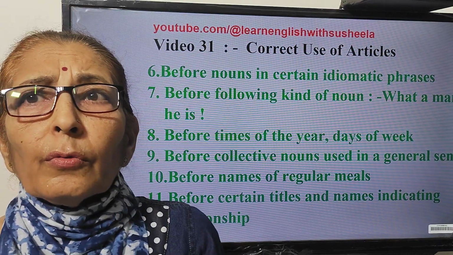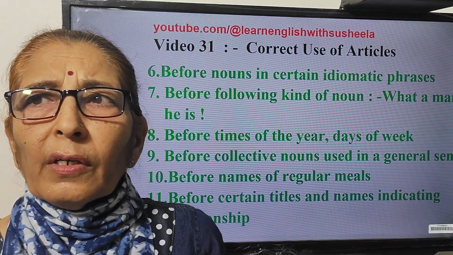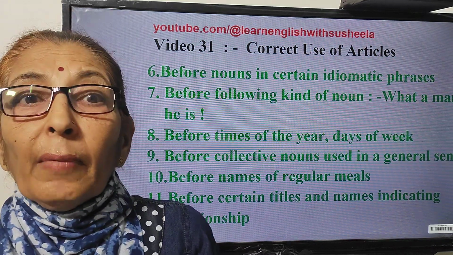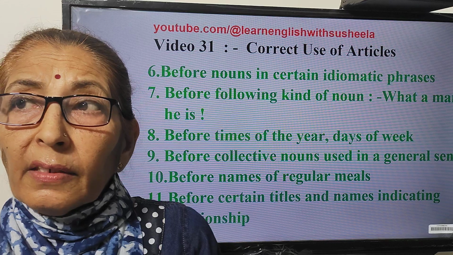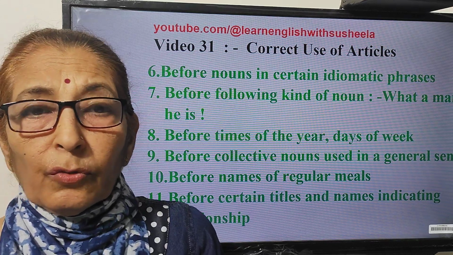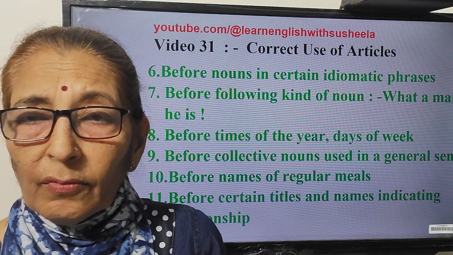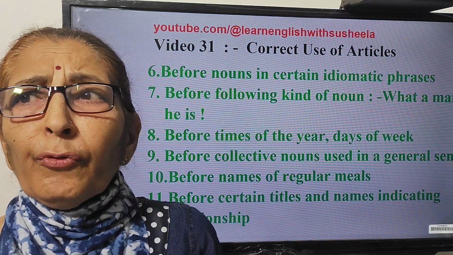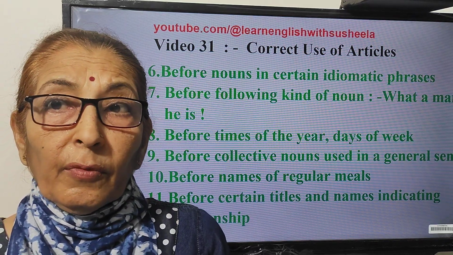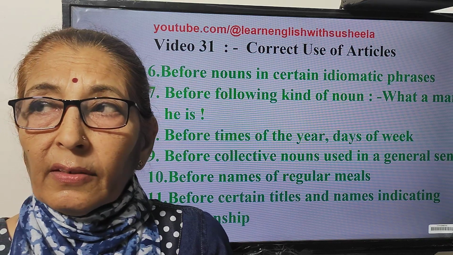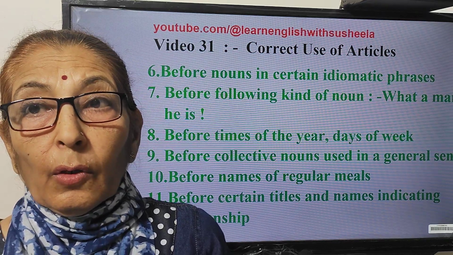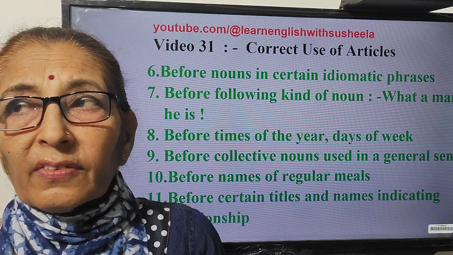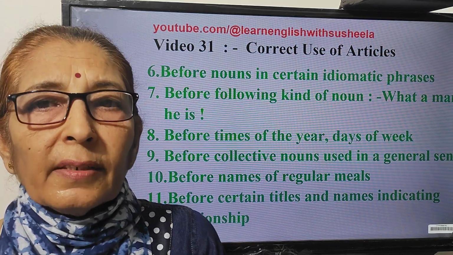Then we are not to use the before nouns in certain idiomatic phrases like man is mortal. Here it's an idiomatic phrase. So we are not to use the before man. We have to say man is mortal. Then before the following kind of noun. Sometimes we are making an exclamatory sentence. What a man he is. What kind of a dog it is. What a beautiful flower it is. We are not to use the here.